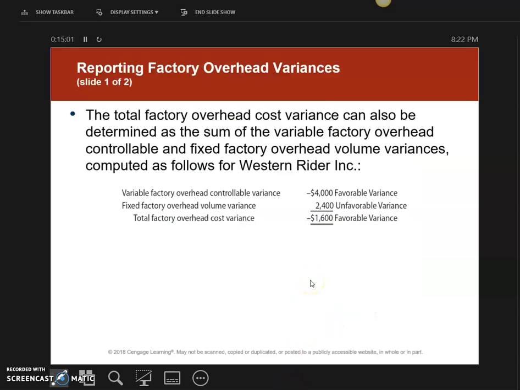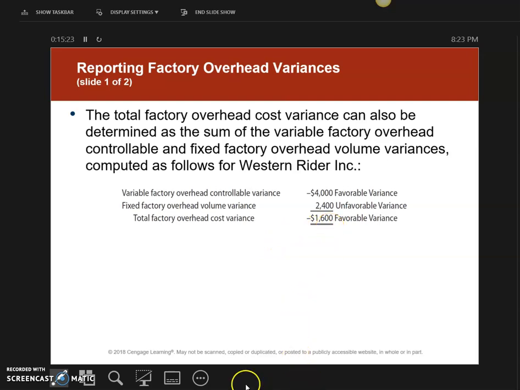Now we have our factory overhead variances. My variable was negative 4,000, which was favorable. My fixed was positive 2,400, which was unfavorable. For my overall cost variances, variable and fixed are added together. My overhead cost variance is favorable by negative 1,600.